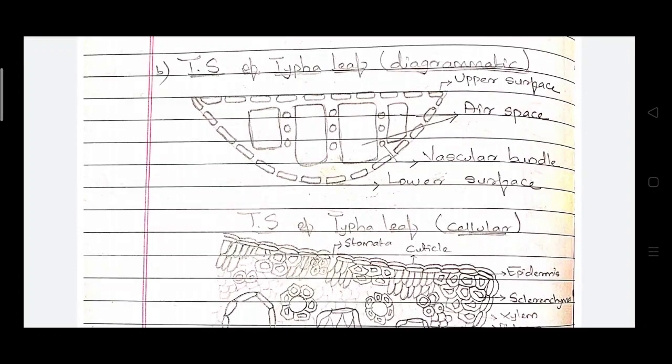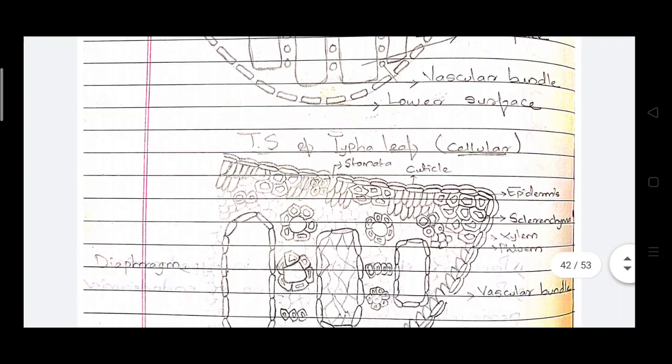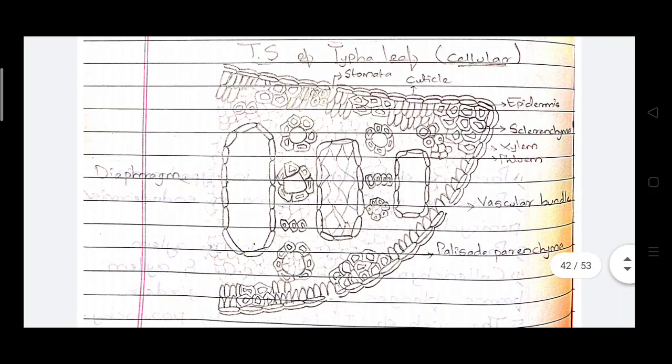big air spaces are there, and in between the air spaces the vascular bundles are present. So this is the transverse section of the Typha leaf. If we see the cellular diagram of the Typha leaf, in that you have clear pictures of the Typha leaf.